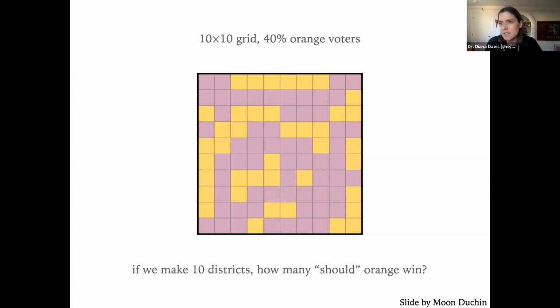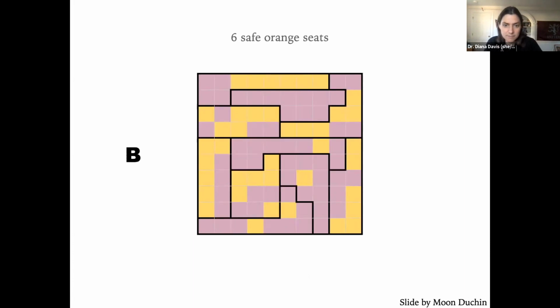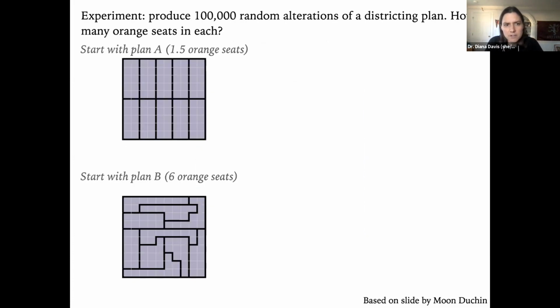Like that's a question that the Supreme Court has considered. They are really stuck on proportionality, but proportionality may not be the right thing to go for. Anyway, you can think about what you think is fair, but here's what our method will tell us. Okay, so here's one way of cutting up the state into 10 districts, each containing 10 squares. And here's another way. So there's 2 ways, and let's measure the fairness of these plans. So here's what we do. We start with plan A.